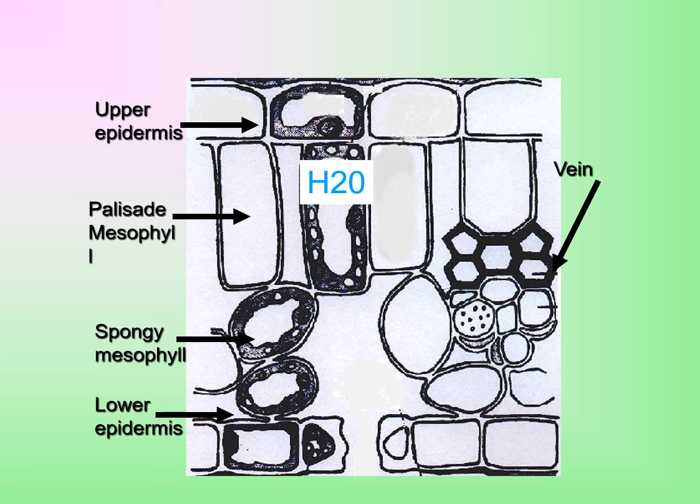Now, let's have a look at what happens here. So, we're in the palisade mesophyll here, and we've got water. Now remember, the only cells that can carry out photosynthesis are palisade mesophyll, spongy mesophyll, and the guard cells. So, here we've got light energy. Obviously, it's a sunny day, light's passing through the transparent upper epidermis into the palisade mesophyll. Now, we're going to carry out photolysis.